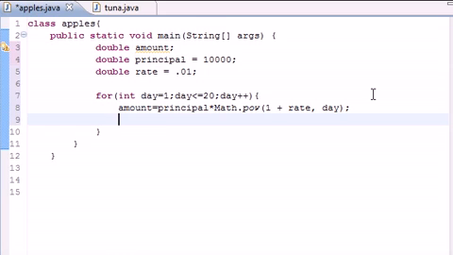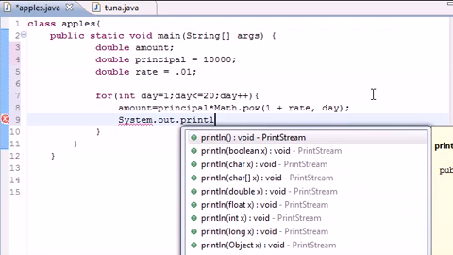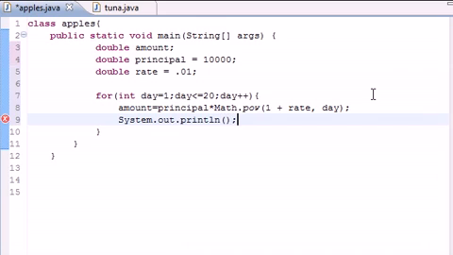Now all we have to do is print this out on the screen. System out print line, and let's print year, actually day. Whenever you use compound interest, you usually use year, but no one really uses day unless you're looking at YouTube subscribers, so that's why I keep typing year. Plus, add a couple spaces, amount. There you go. Let's run this, and I'll show you what it does.